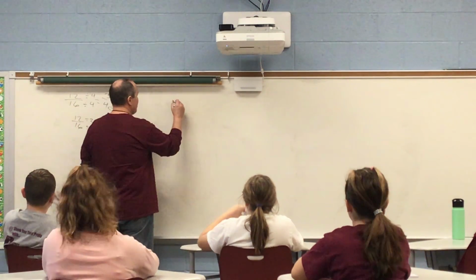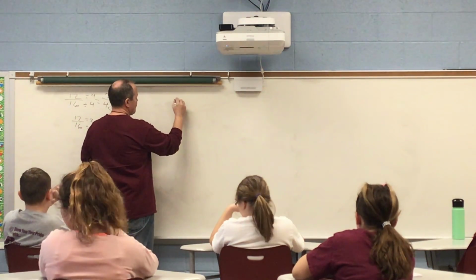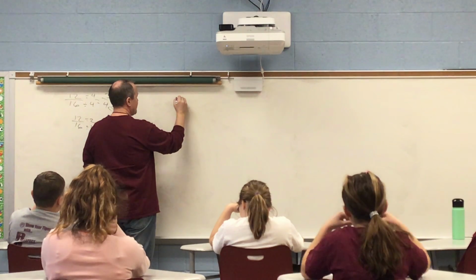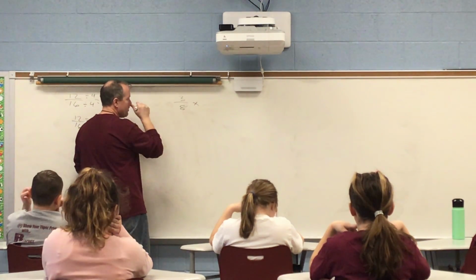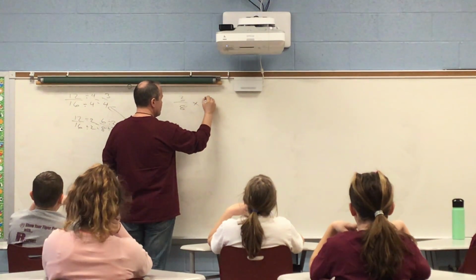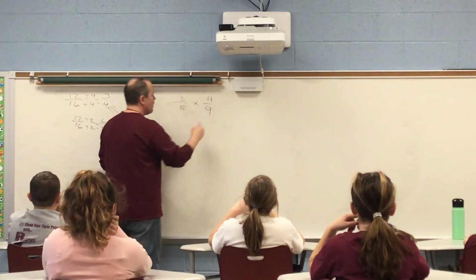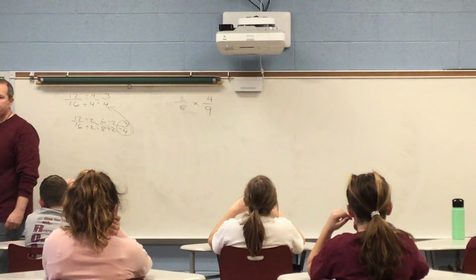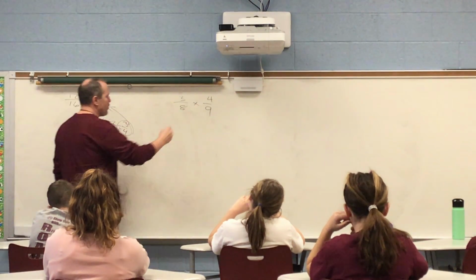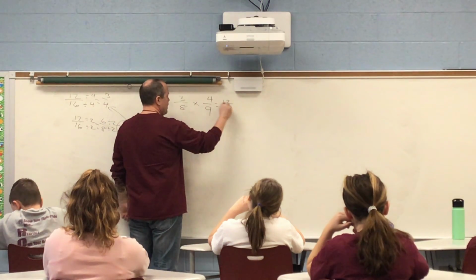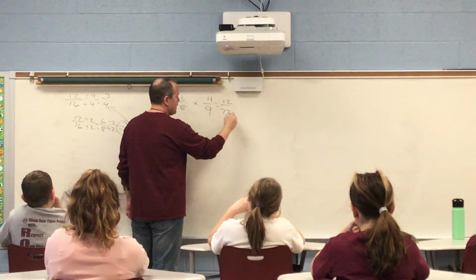If we took the problem (3/8) times 4/9. The first thing we would do is we'd multiply 3 times 4, you get 12. And then you take 8 times 9, you get 72.